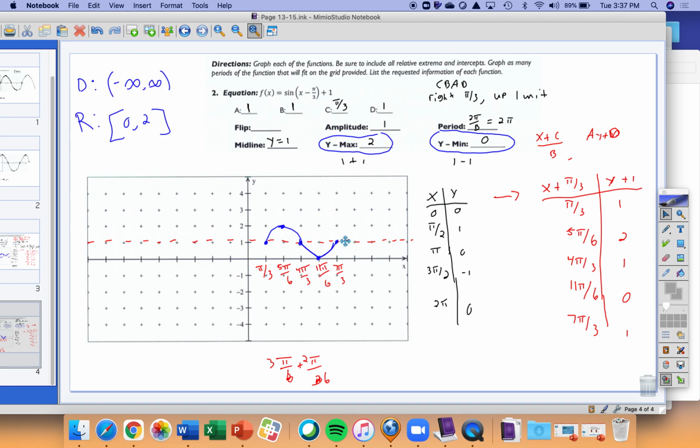Okay. Again, I'm only drawing one period. I'm taking the parent function points, transforming them with my transformations C-B-A-D, and just plotting the new points so I can see my transformation. I'm describing the transformation up here, and I'm physically doing the transformation here.